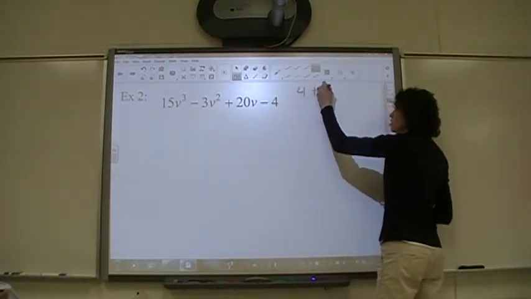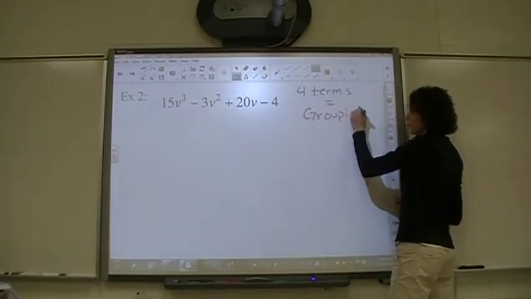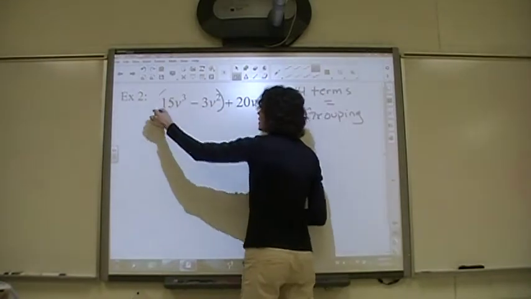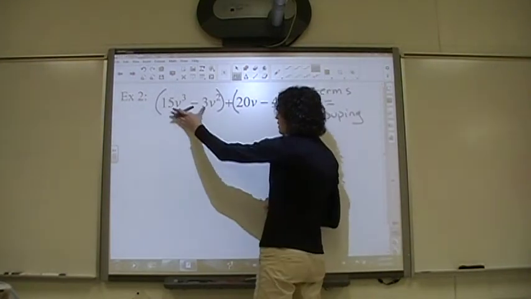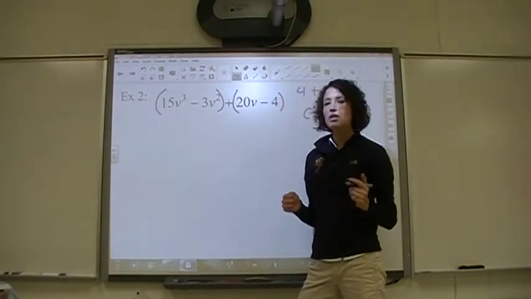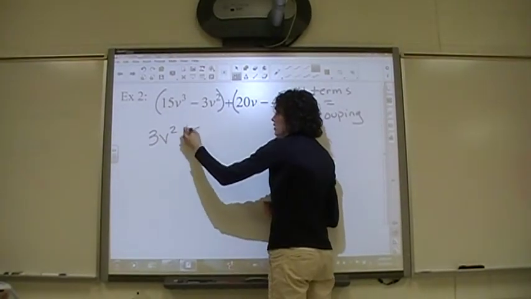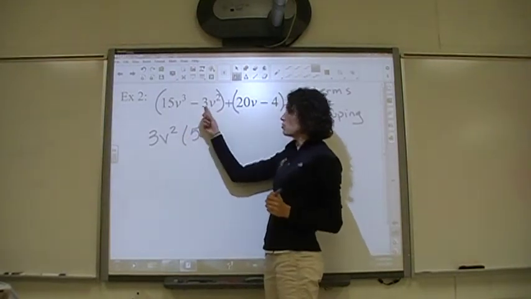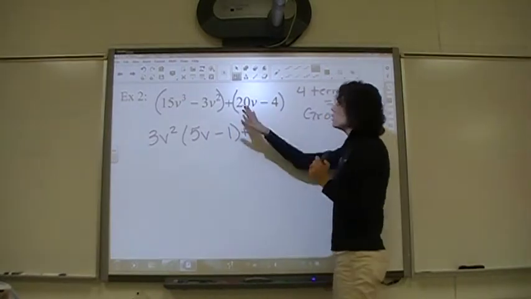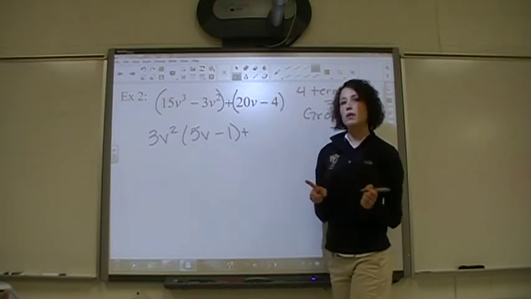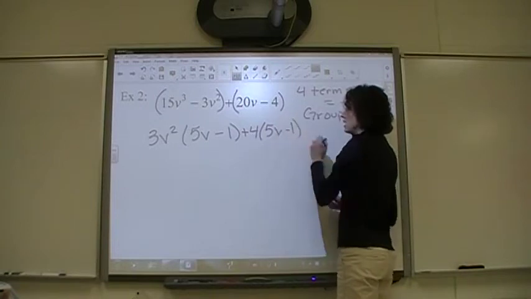So 4 terms equals grouping. So that means we want to group the front, group the back. Make sure you keep your plus sign in the middle, okay? Then you look at both of these. 15v cubed minus 3v squared. You can take a 3v squared out of both of them. And you're left with 5v. If you take a 3v squared out of 3v squared, you have a placeholder there of a minus 1. Then plus 20v minus 4. You can take a 4 out of both 20v and 4. And you're left with 5v, then minus 1 as your placeholder.